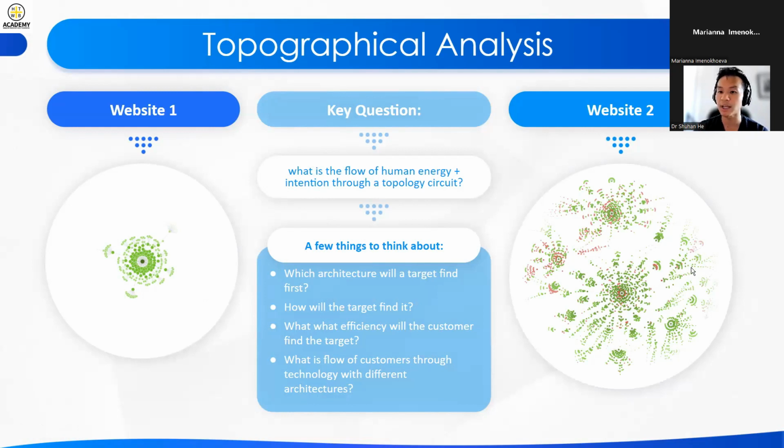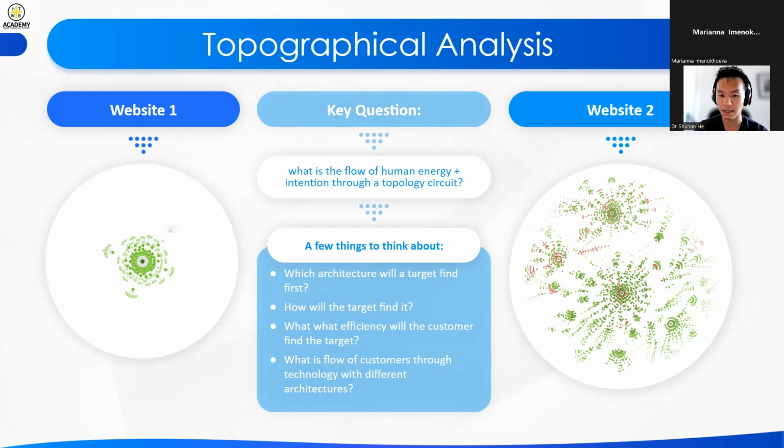For example, a section on podiatry, a section on cardiology, a section on stroke, a section on chest pain. And that sort of architecture generally is much more efficient. How will the target find it? Will they find it through search? Will they find it through social media? Will they find it through word of mouth? Either way, understanding where they will land and how they will find that landing page is critical for understanding topographical analysis.